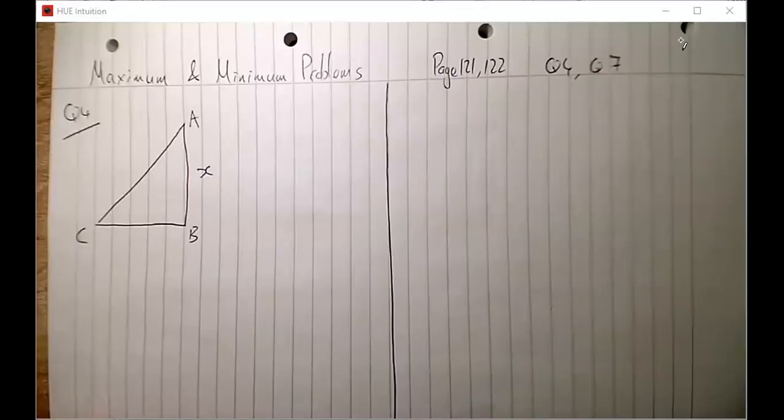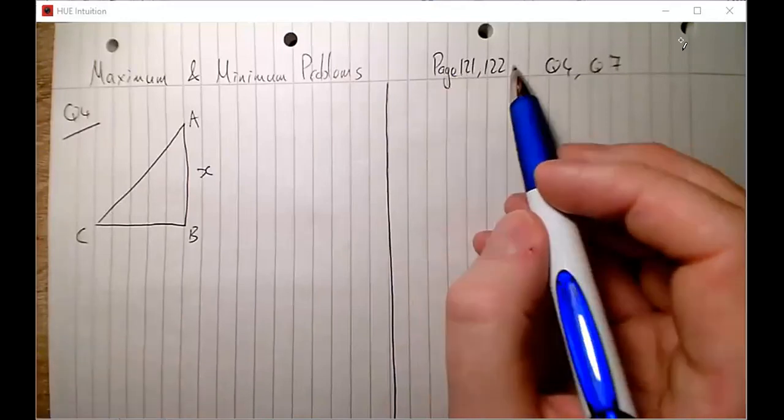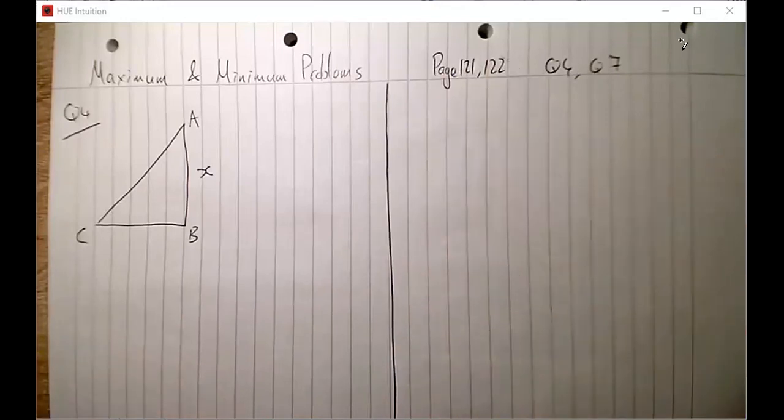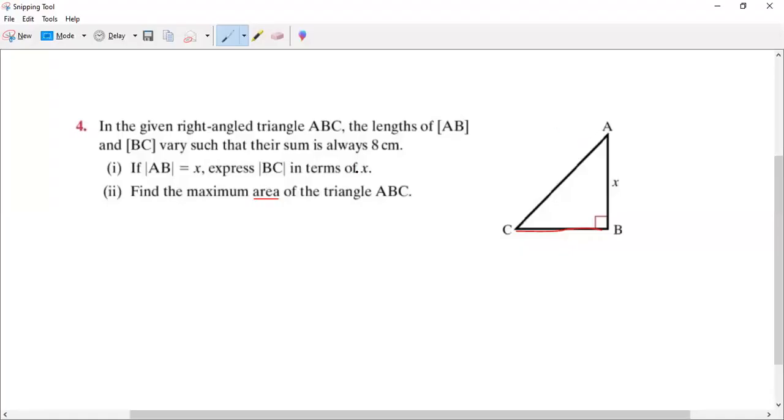How we doing, guys? We're looking at maximum and minimum problems. If you're looking at text and test 5, it's page 121. We're looking at questions 4 and 7. Question 4 asks us, in the given right angle triangle ABC, the lengths of AB and BC vary such that their sum is always 8. If AB equals x, express BC in terms of x.